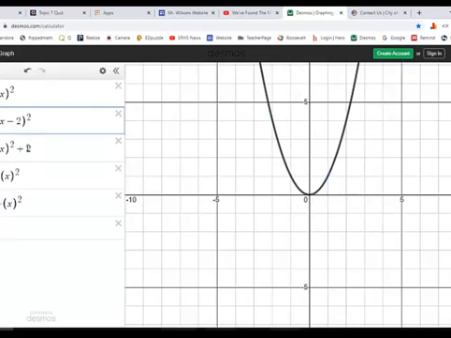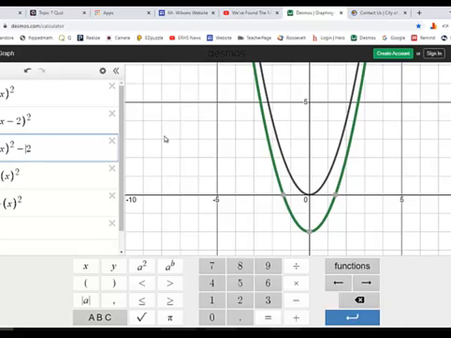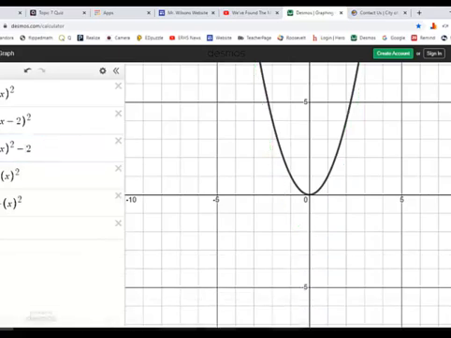Now if I put it on the outside of what makes that function the function, that positive 2 is going to shift it up. If I made it negative 2, then that's going to shift it down. That's how these translations work.